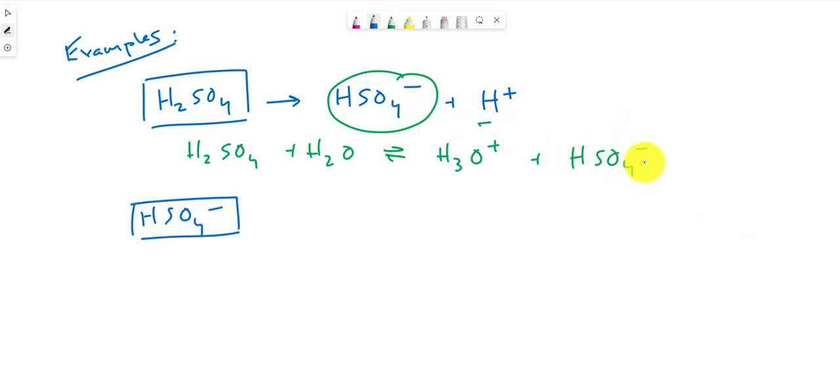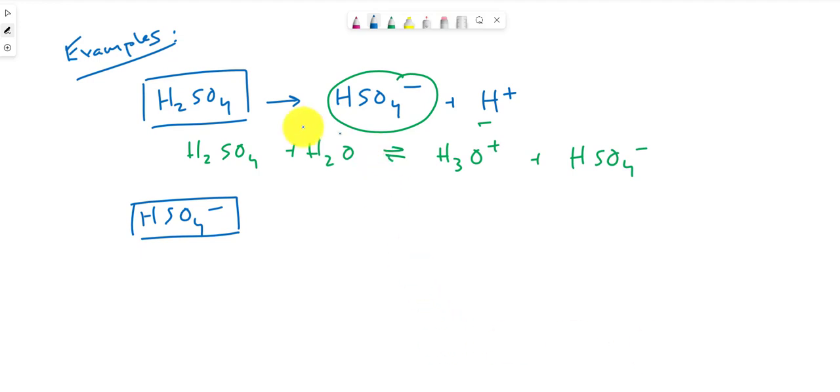So HSO4 minus is interesting because it's an amphiprotic or amphoteric molecule, those are sort of interchangeable words, because it still has one of these hydrogen ions left over. So it could donate it, acting like an acid, or of course it could just run the reaction in reverse, accept that proton and become H2SO4, which means it's also a base. That's what the definition of amphiprotic means.